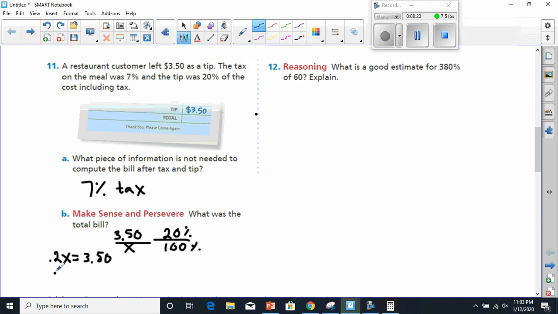So I know after that I divide 0.2 away to get x by itself. I know it's going to be x equals 17.50. But remember, they want to know what was the total bill, including what we left there, which was $3.50. So we're going to have to add $3.50 on here. And that's going to leave us about 21 bucks.